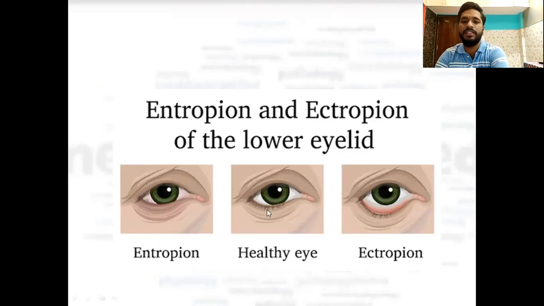So now here you can see this is the normal healthy eye. In entropion you can see more folds here because the lower eyelid is turned inward. When it is turning outward, it is known as ectropion, and when it is turning outward, you can see some part of the conjunctiva here.